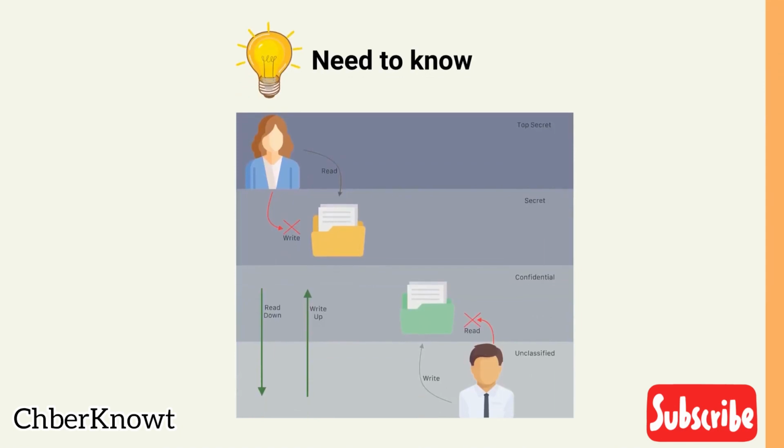Explanation. Bell-LaPadula, BLP, is a mandatory access control, MAC, model that assigns security labels to data and enforces access based on the sensitivity of the data and the clearance of the user. BLP prevents information flow from high security levels to lower security levels, but it allows read-only access from lower security levels to higher security levels.